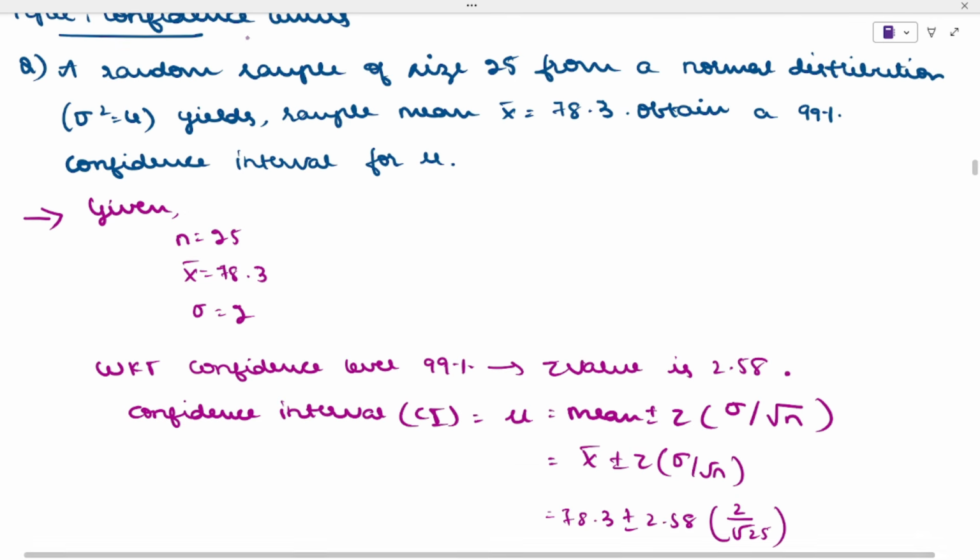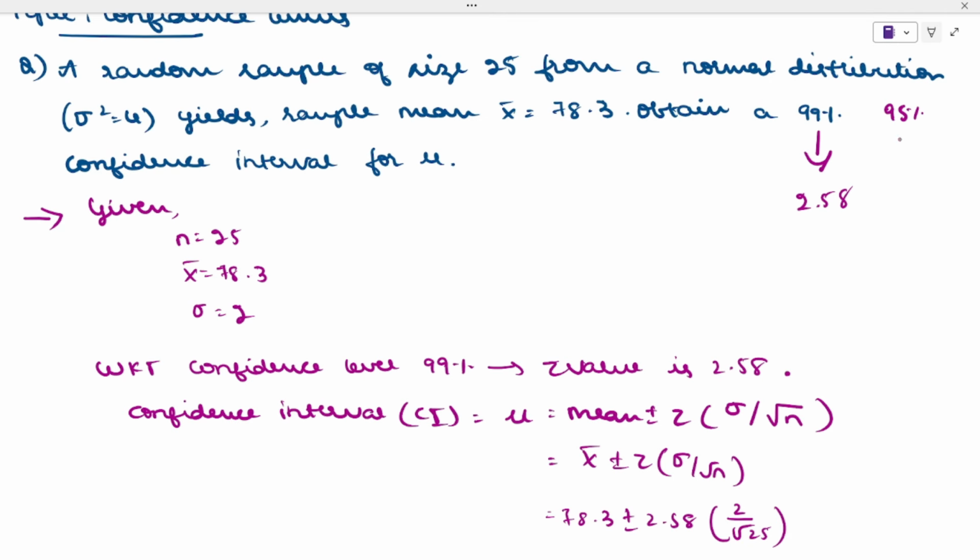Now, a random sample of size 25 from a normal distribution with sigma square, that is the variance they have given, yields sample mean x bar equal to 78.3. Obtain a 99% confidence limit. As you know from the last module, 99% means 2.58. If they give 95%, it is 1.96. If you remember this, almost the problem is done.